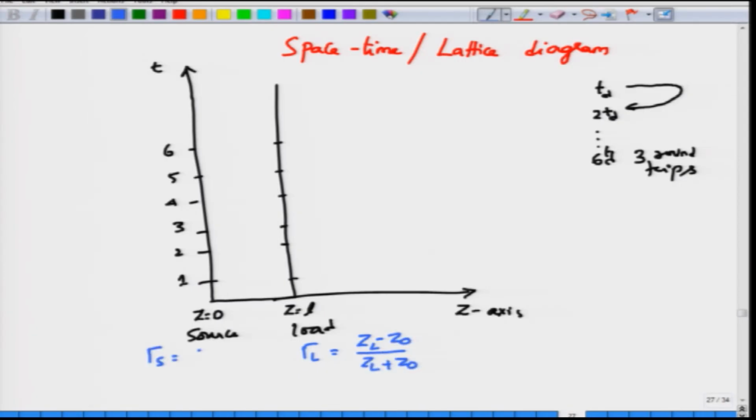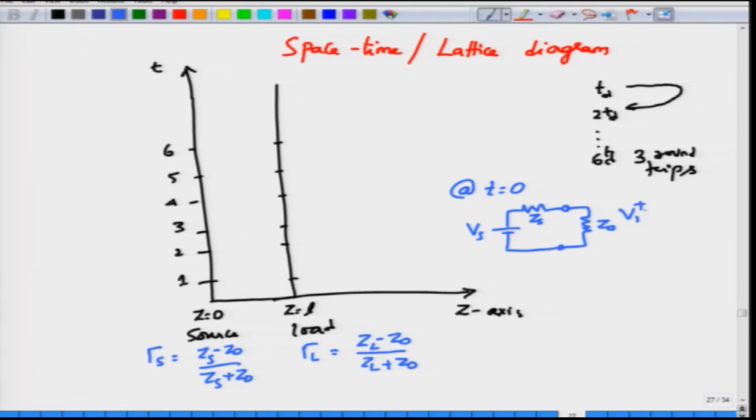Gamma s will be given by (Zs minus Z0) by (Zs plus Z0). And you need to know what is the equivalent circuit that you are going to get at t equal to 0. So, that would be Vs with Zs connected to a transmission line of characteristic impedance Z0. Therefore, V1 plus is given by Z0 by (Z0 plus Zs) times Vs, as the voltage division formula would tell you. Okay. So, now you are ready to begin.